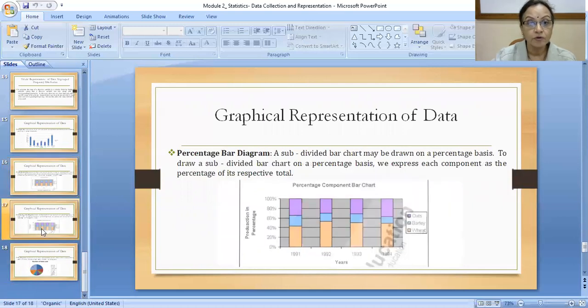Now, you can have a percentage bar diagram. So the subdivided bar chart may be drawn on a percentage basis. To draw a subdivided bar chart on a percentage basis, we express each component as the percentage of its respective total.